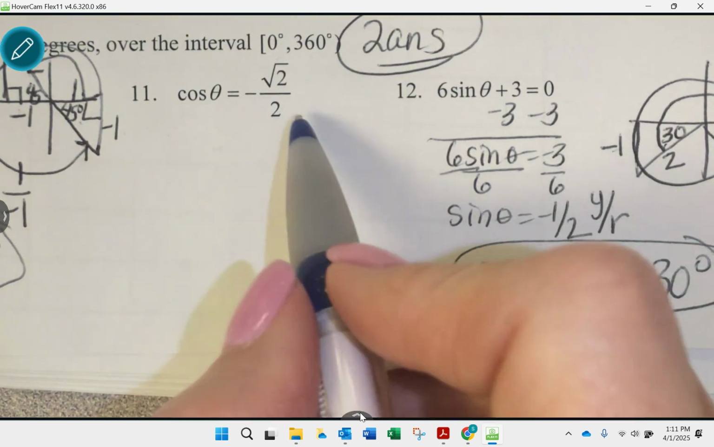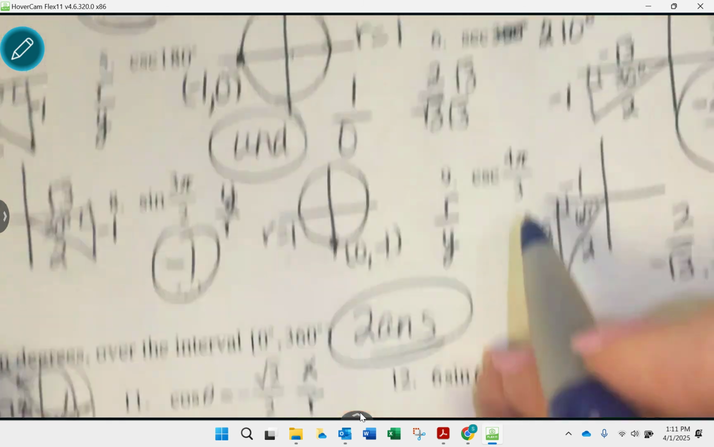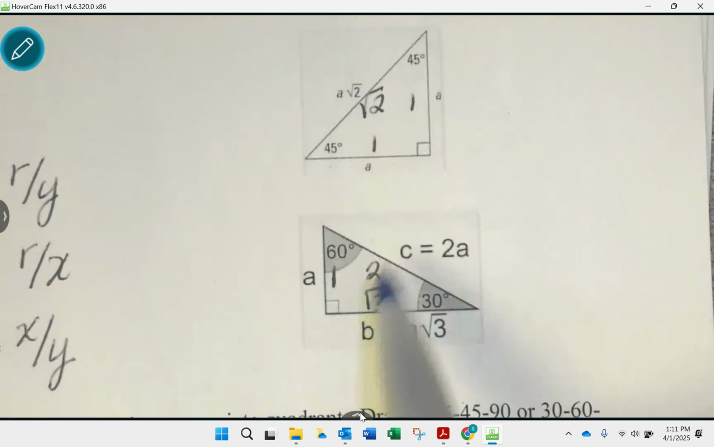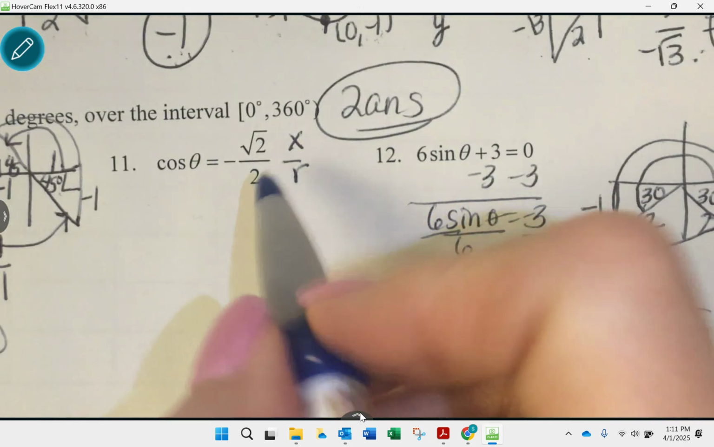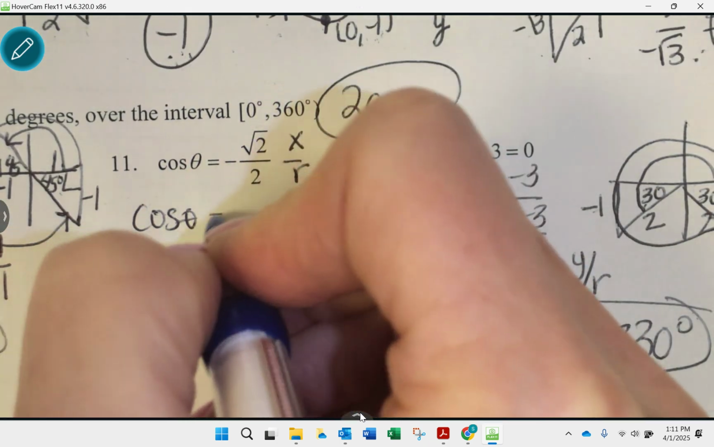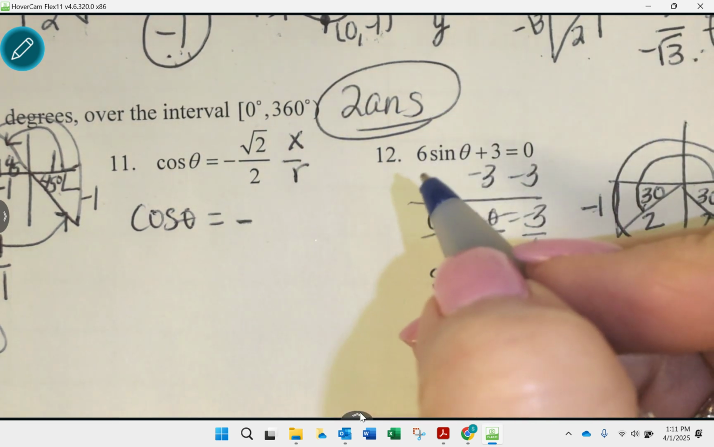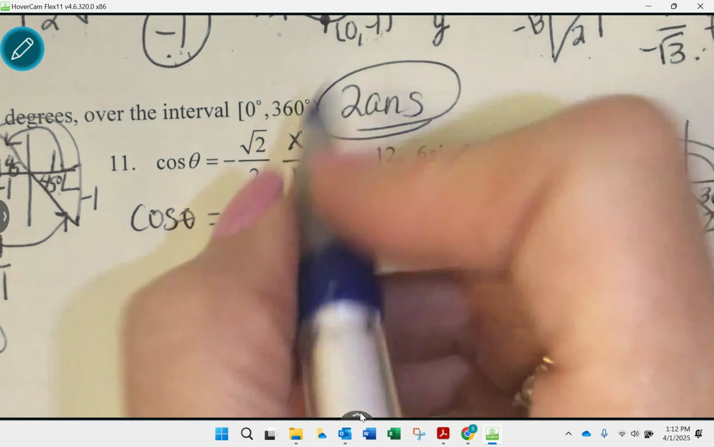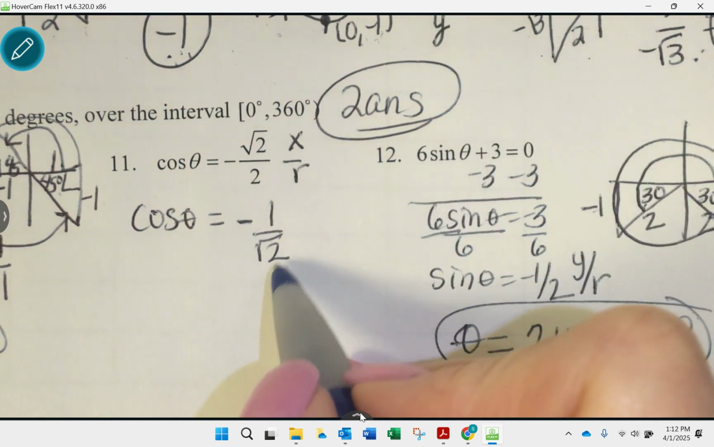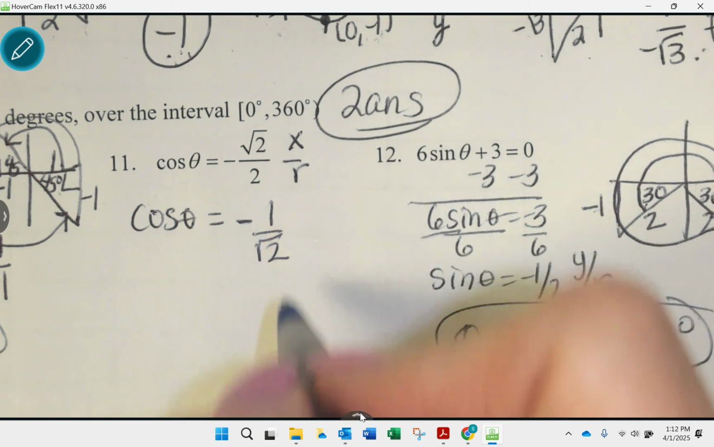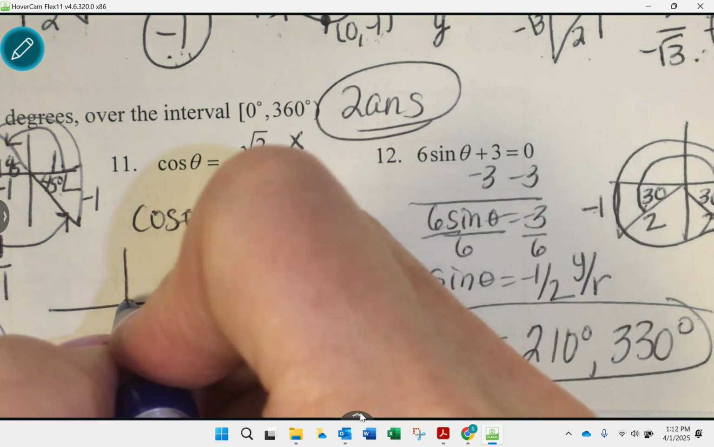All right, now back to this one. Do we have cosine is x over r? Do we have a triangle that has a radical 2 and a 2 in it? So we have to think, what was this before it got rationalized? Do you guys know another name for radical 2 over 2 before it got rationalized? 1 over radical 2. Good job. The r cannot be negative, so it has to be that the x is negative. Which two quadrants have x negative? Good job.